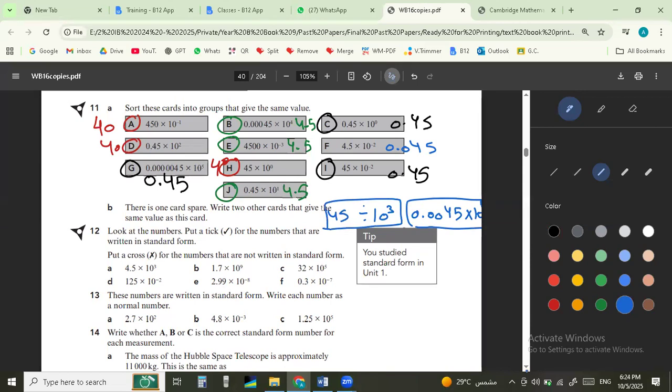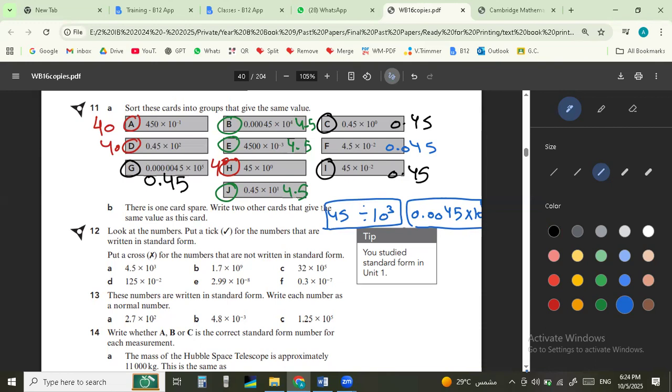Put a tick for the numbers that are not written in the standard form. If you remember, the standard form is any number that is between 1 and 10 multiplied by 10 to the power of any integer. All of them are multiplied by 10 to the power of any integer, 10 to the power of 3, 10 to the power of negative 2, and so on. But here, I don't have all of them between 1 and 10.